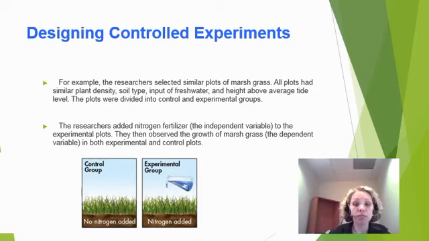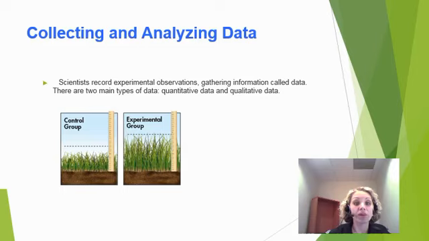We've got our two sets of marsh grasses. They're going to have the same soil type, the same plant density, the same amount of water. The difference here, the independent variable, is that the experimental group is going to receive nitrogen added to the soil. The control group will not. We then are going to collect and analyze our data. Well, the control group, we can see here, has significantly less growth than the experimental group.